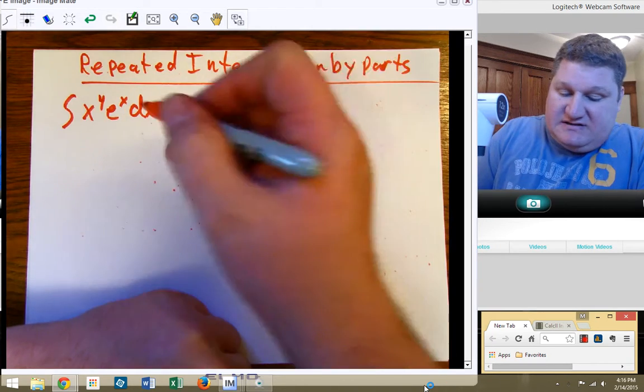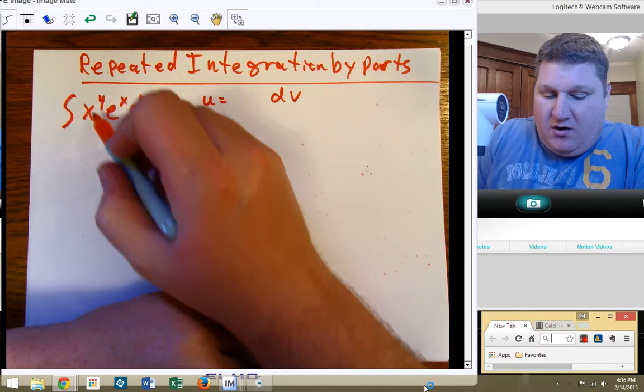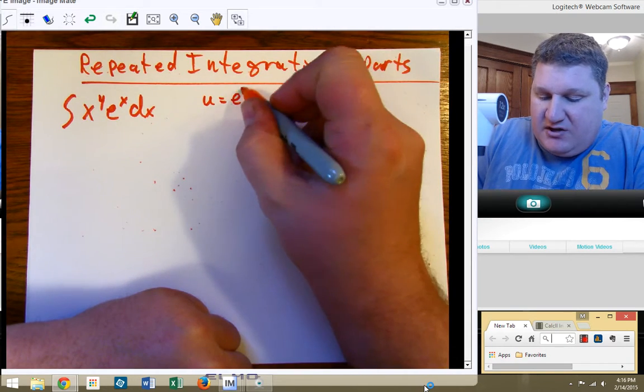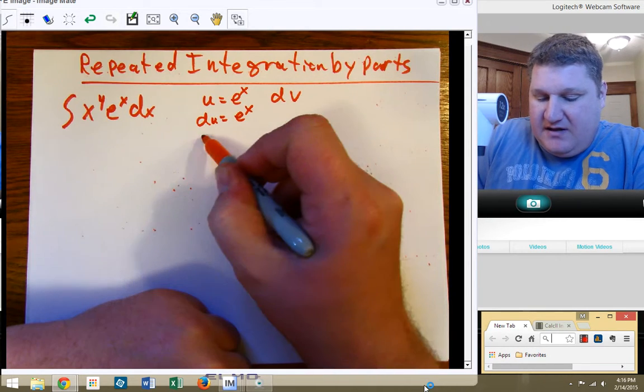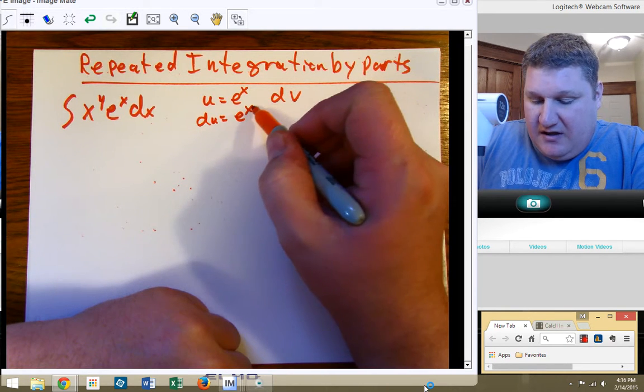Now, we could still do the same thing. We need a u, we need a dv. All right, well, u could be either one of these. The problem with making u e to the x is every time I differentiate it, I get e to the x. Well, that doesn't really help me a ton.